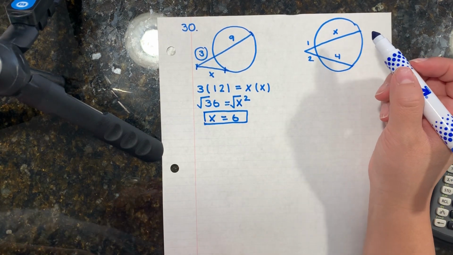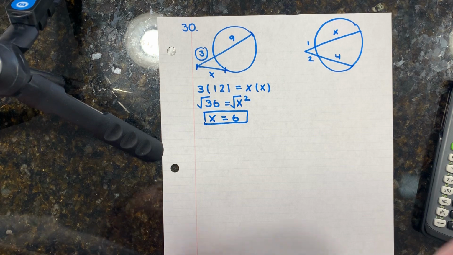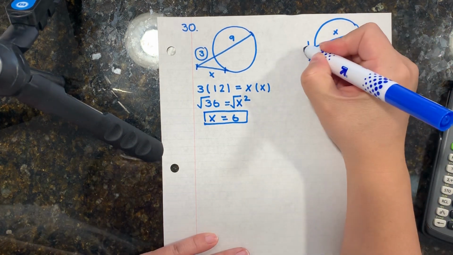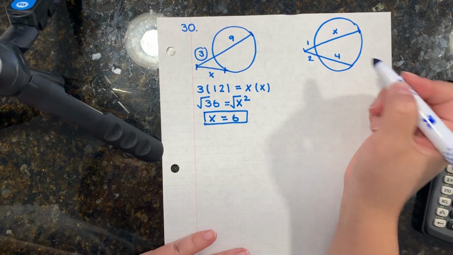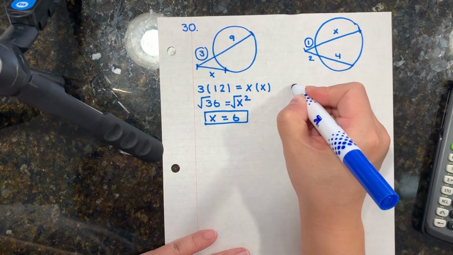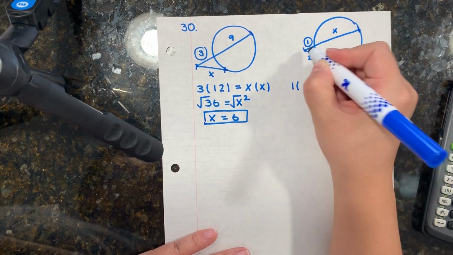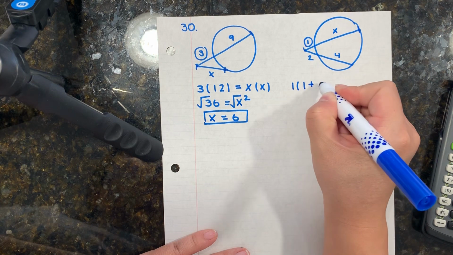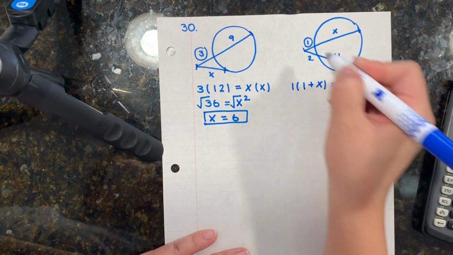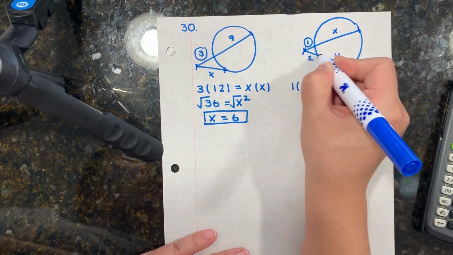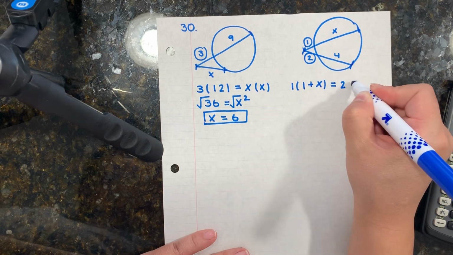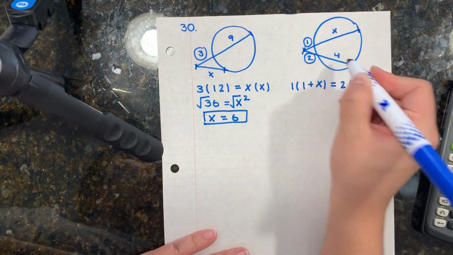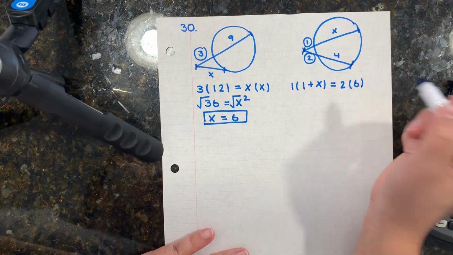Now let's look at the same property as that last one. It's outside multiplied by the length of the entire line equals outside multiplied by the length of the entire line. So this line up on top, the outside portion would just be 1. The length of the entire line will be 1 plus x. On my second line, the outside would be 2. The length of the entire line will be 2 plus 4, which is 6.